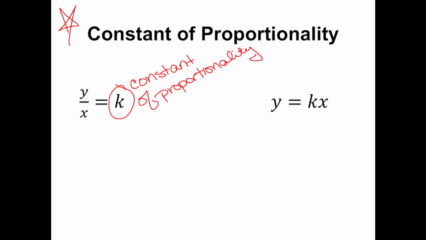And that's telling me that when I set up a ratio where the value of y is compared to the value of x, I get k. And then the equation of a direct proportion tells me when I multiply the constant of proportionality times the x value, I get the y value. If something is directly proportional, then the constant of proportionality is the same regardless of the value of x or y.